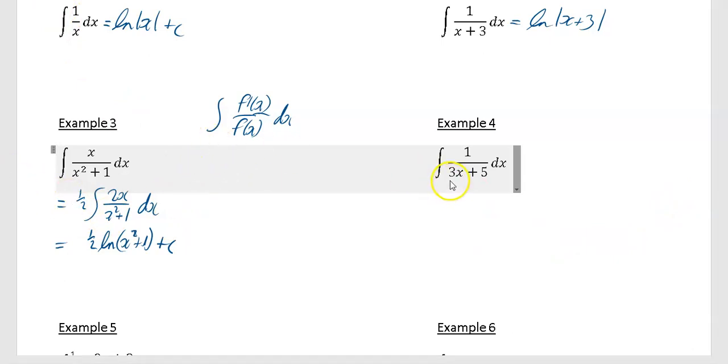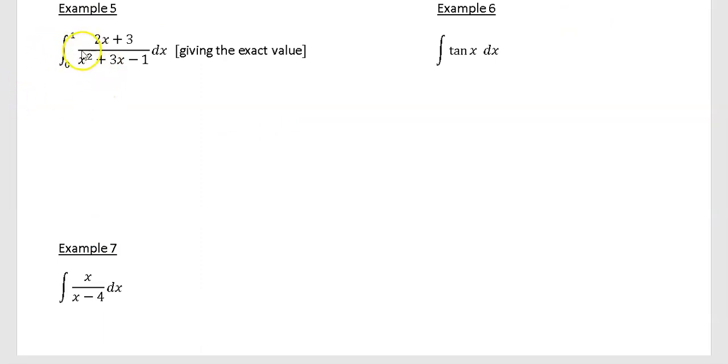Again, if you differentiated this bottom line, you would get a 3. So it really should have been a 3 up on the top line. So I'm just going to force it to be that. I'm going to put a 3 up top, and then I've got my 3x plus 5 on the bottom. That's clearly not the same thing, but if I put a third in front, then that is the same. So now we're good to integrate. We've got a third times ln of modulus 3x plus 5, and then plus your constant of integration, c.